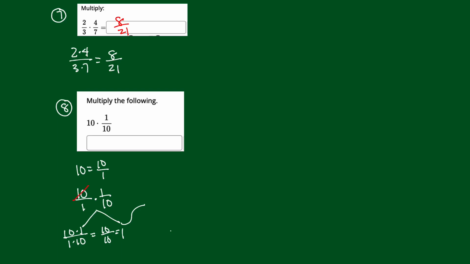That 10 will go into 10 once. I get a 1 and a 1, right? You're reducing. So 10 into 10 will go once, 10 into 10 will go once. Then I get 1 times 1, which is 1, over 1 times 1, which is 1. So I just get 1 out of this. So sometimes if you cancel first, it makes the numbers a little easier to deal with.